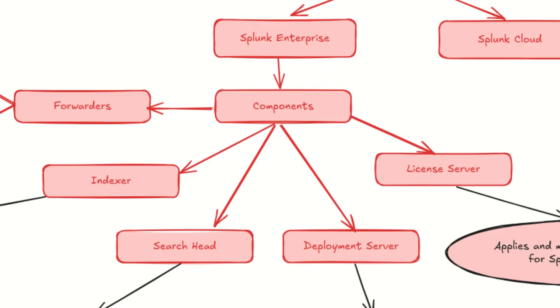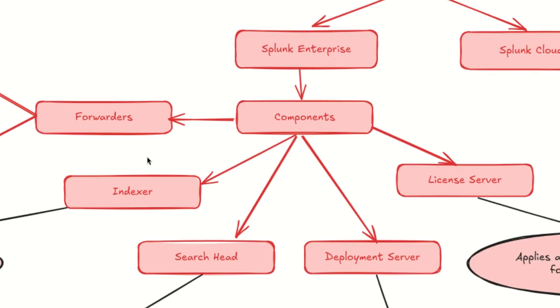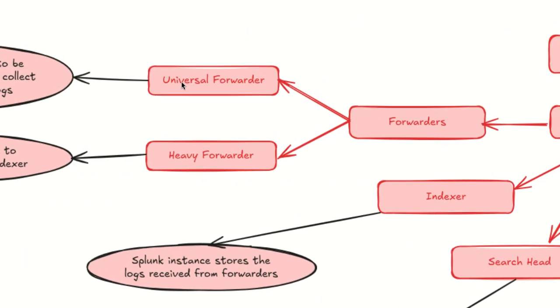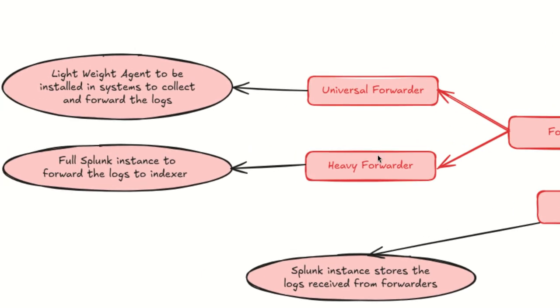So starting with the forwarders. Forwarders are the components which are essential in forwarding the logs from the various operating systems or log sources to the Splunk core components. There are two types of forwarders. One is the universal forwarder, the other one is the heavy forwarder. The universal forwarder is a lightweight agent which can be installed on various operating systems like Linux, Windows, and Mac OS for collecting the logs.